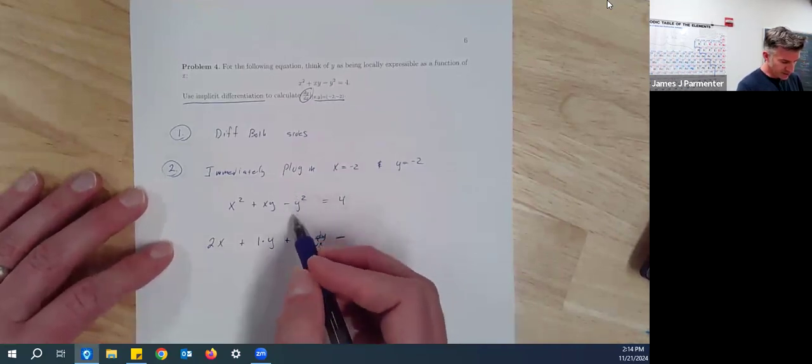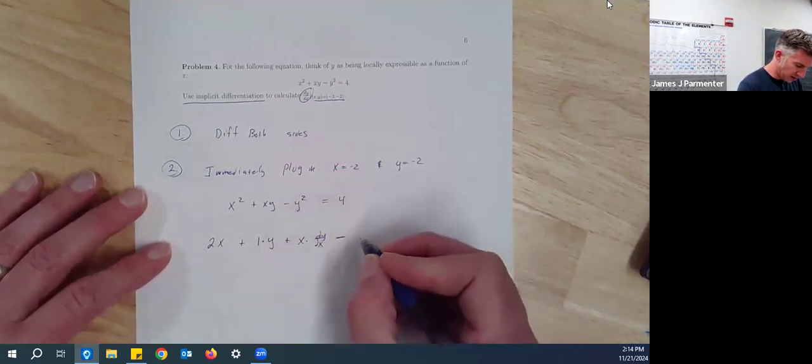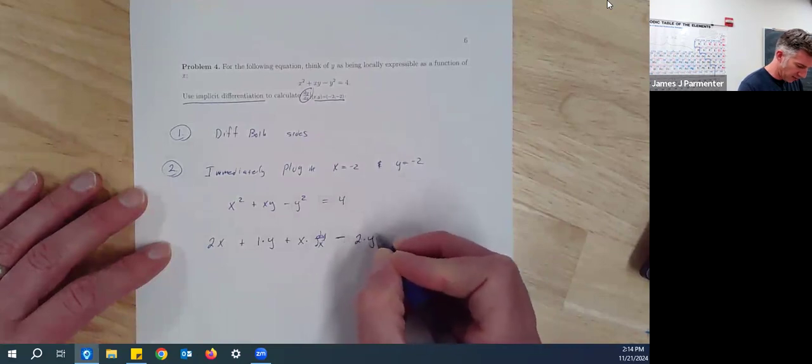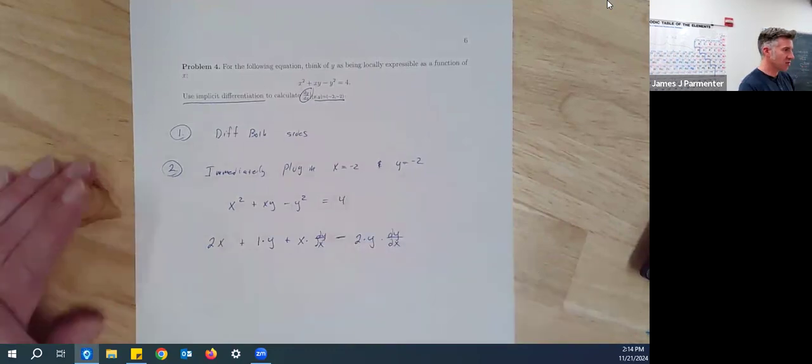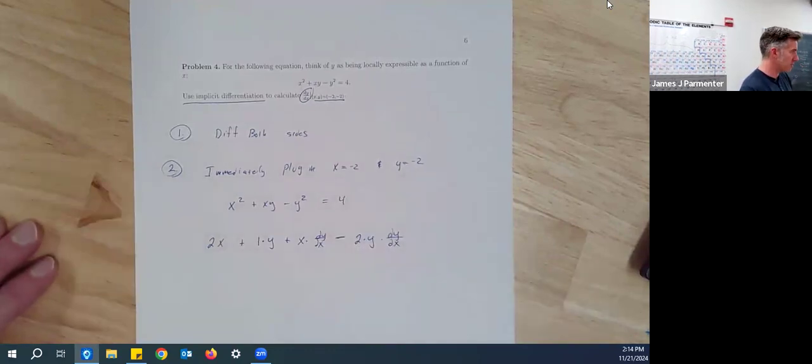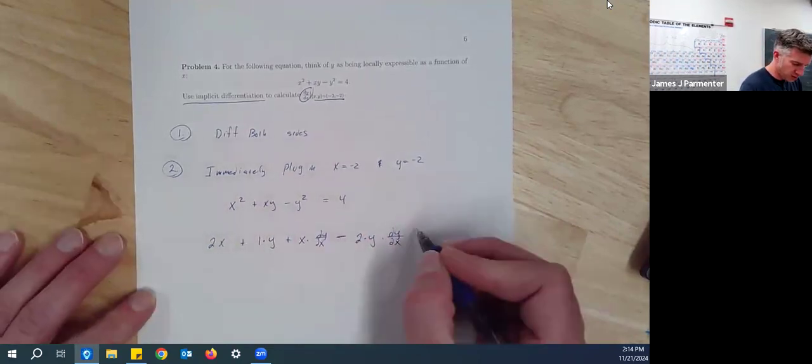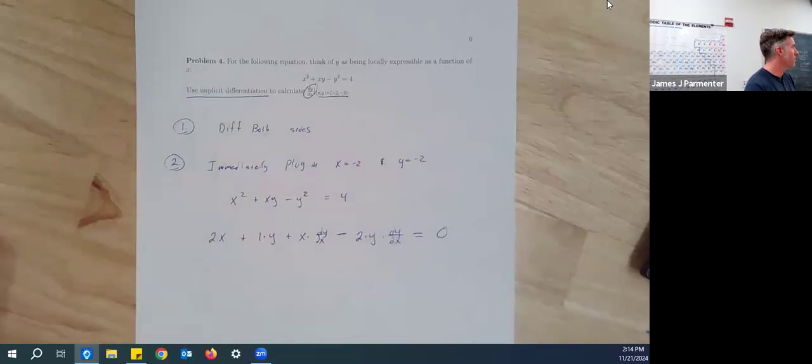Minus, we have some stuff squared. The derivative of some stuff squared is 2 times our stuff to the first times the derivative of our stuff. So 2 times y to the first times dy/dx. Equal to, don't write 4, it's 0. The derivative of 4 is 0. I've seen it way too many times with the constant over there. People forget that you're also taking the derivative of the right-hand side, whether it's a constant or functions of x and y.